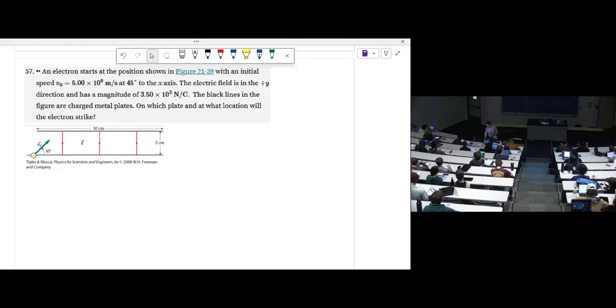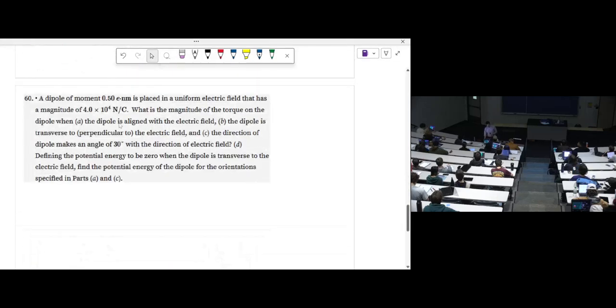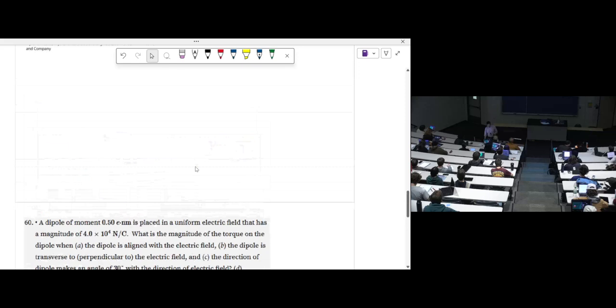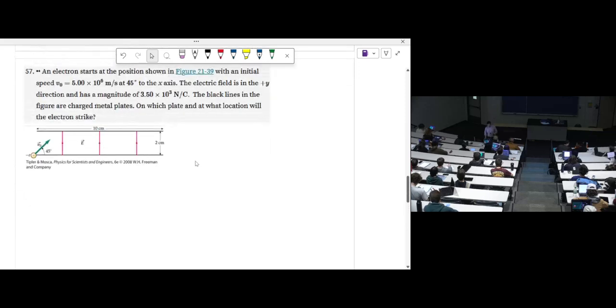And then I have one problem down here that's pretty straightforward about dipole moments. So I would encourage you to look at this one as well. We're going to skip the 3rd and 5th one in this set. And this one we're just going to set up.